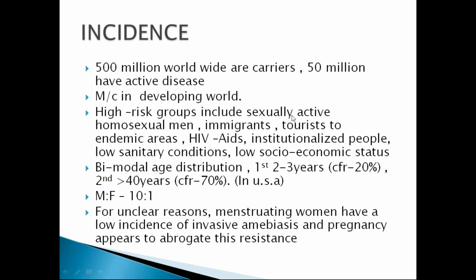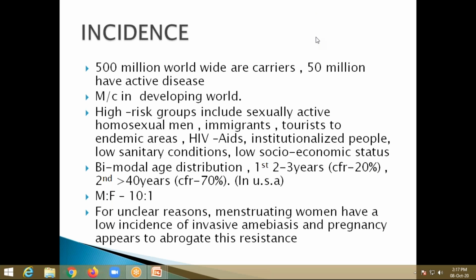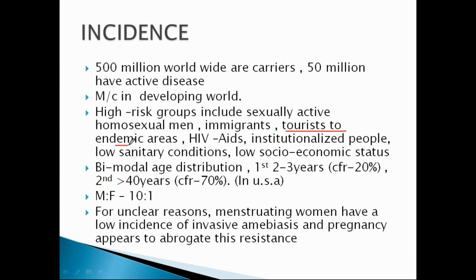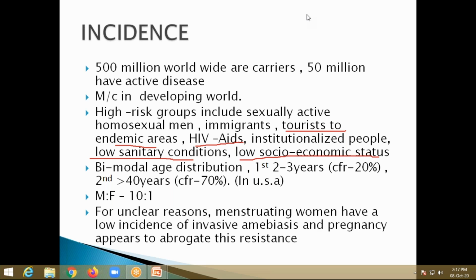High risk groups include homosexual men, immigrants, tourists to the endemic areas. This is very important. Tourists to endemic areas, immunocompromised, low sanitary conditions, low socio-economic status. So these are very important. These are the important things.